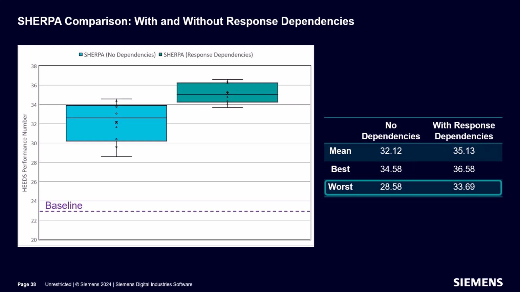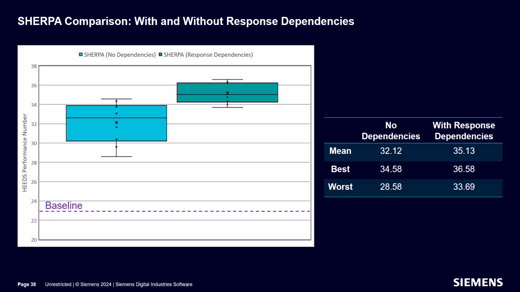Similarly, the worst of the 10 optimizations for each scenario showcases that the response dependency worst solution is much better than the worst of the non-response dependency runs. And in fact, not that different from the best optimized solution when no response dependencies were used. So the conclusion here is that leveraging response dependencies on this problem has clear advantages in discovering better designs.